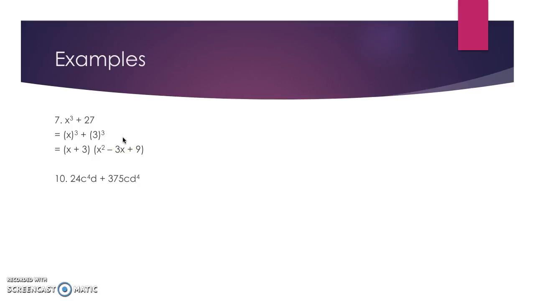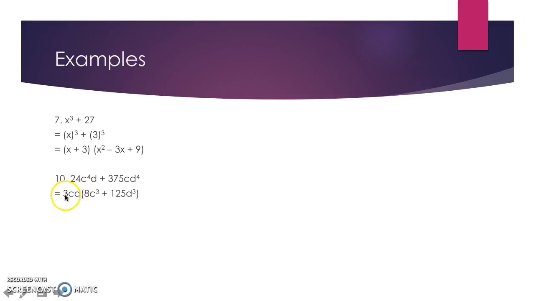Next, number 10, we have 24c to the 4th d plus 375c times d to the 4th. I know that I can factor out of this a 3. I also look at the variables, and there's a c in both, so I know I can factor out 1c. I also look at the d value, and there is a d in both, so I can factor out 1d. So I have 3cd factored out.